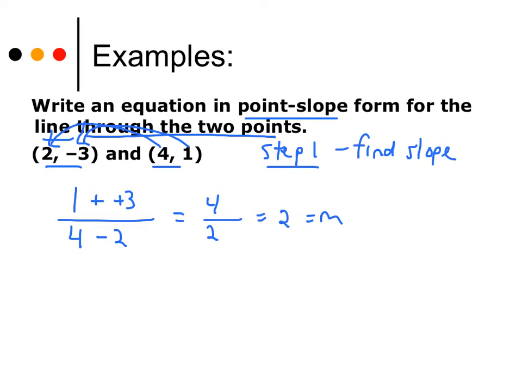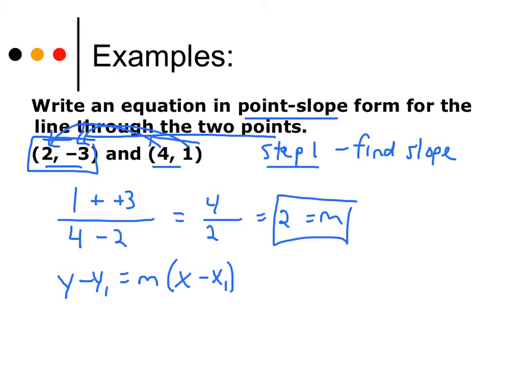Now I use y minus y1 equals m times x minus x1. That's my formula for point-slope form, and I substitute my slope, and I can pick any of these points. I could pick this point or I can pick this point, but I'm only going to pick one. So I'm going to start with this point here, and the reason why is because it doesn't have any negatives. So I'm going to do y minus y1, and y1 is 1.